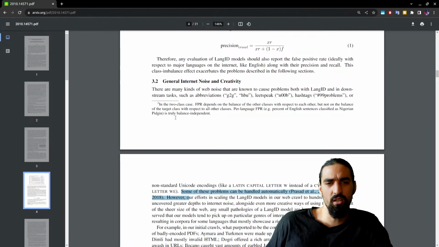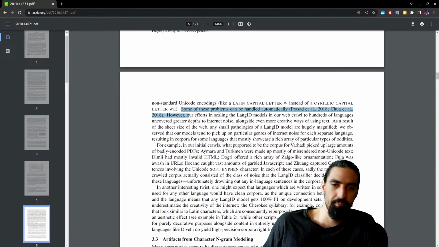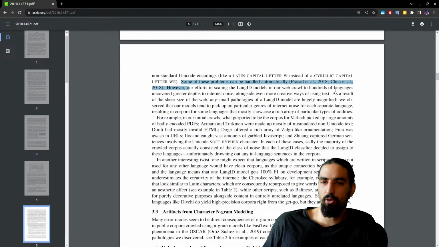Just read what they say here. In the two-class case, FPR depends on the balance of the other classes with respect to each other, but not on the balance of the target class with respect to all the other classes. Percentage of English sentences classified as Nigerian Pidgin is truly balance independent. Okay. Some of these problems can be handled automatically.